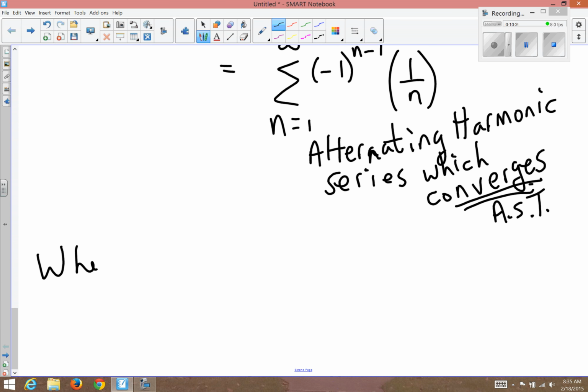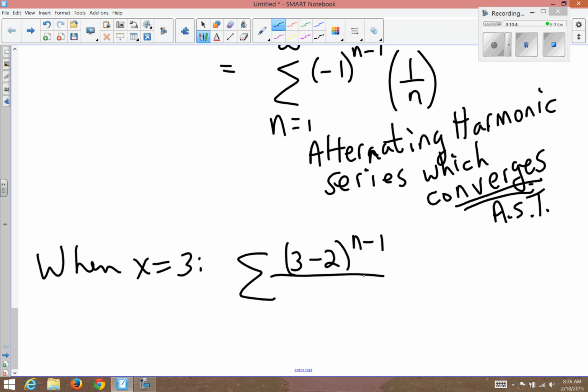When x is 3, back to the original series, replace x with 3. Right there is where the x was. It was (x minus 2) to the n minus 1 over n, going from 1 to infinity. Well, 3 minus 2 is 1. 1 to any exponent is 1, so this exponent disappears. 1 to the anything is just 1, always.